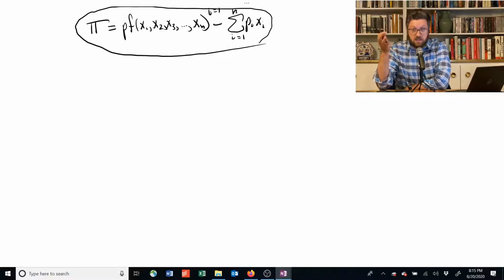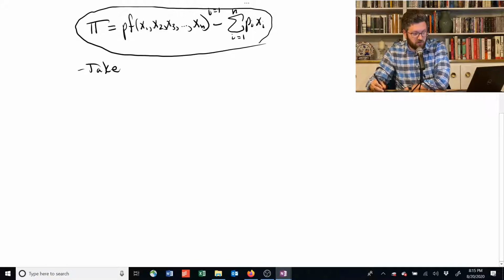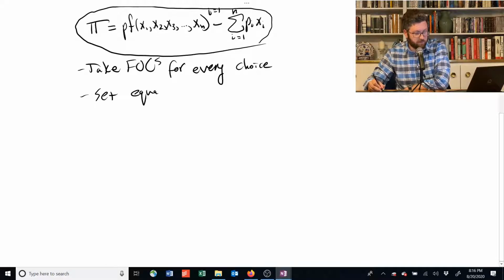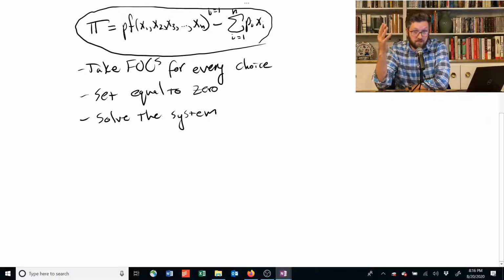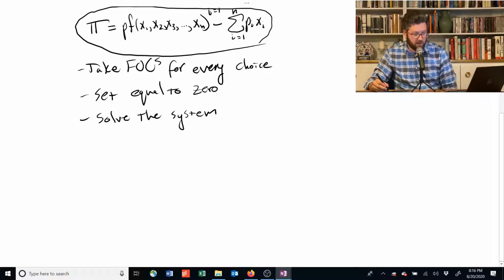But the thing is, we're just going to still use the same tricks as before. We're just going to take the first order condition for every choice variable. Each one of those we're going to set equal to 0. And then we're going to basically solve the ensuing system. Okay? So let's just do a quick sort of mock-up of what that would look like.